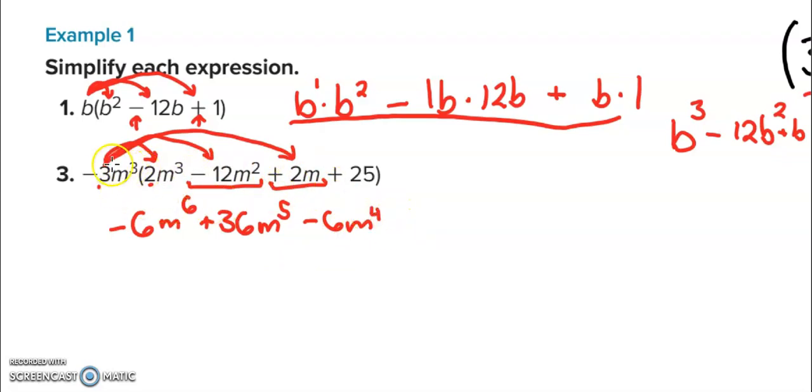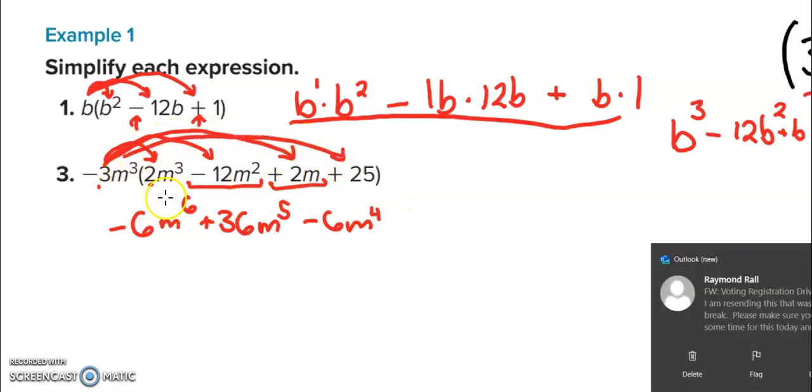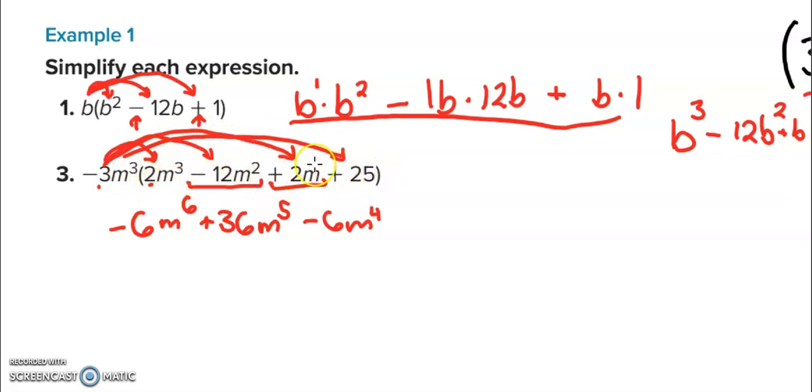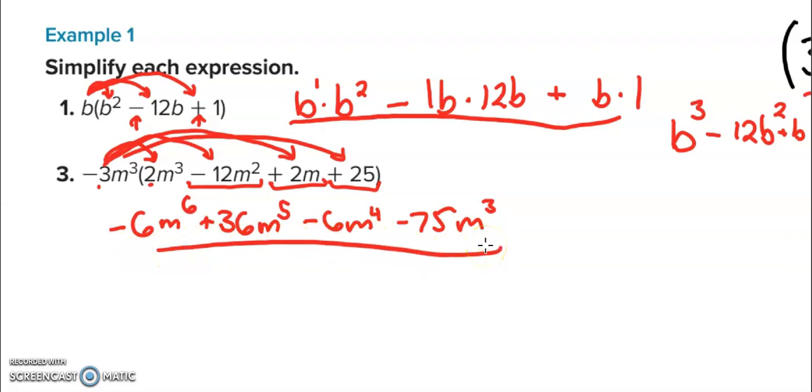Okay. And then last but not least, the fact that this is a polynomial with 4 monomials in it, it's the same process as a binomial or a trinomial. You just do each step at a time. So negative 3m to the third times positive 25. Negative 3 times positive 25 is negative 75. And m to the third doesn't have any variable over here to change it, so it's just m to the third. So there's our solution. And that is our simplified expression.